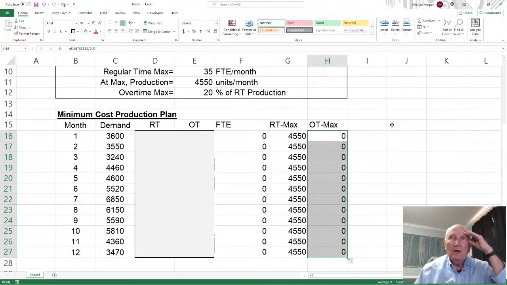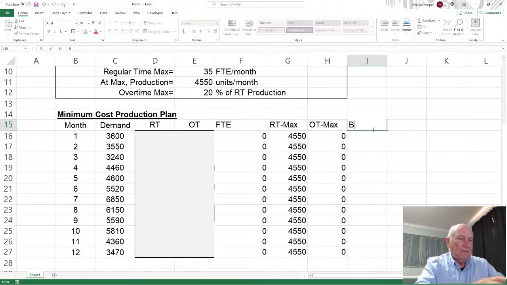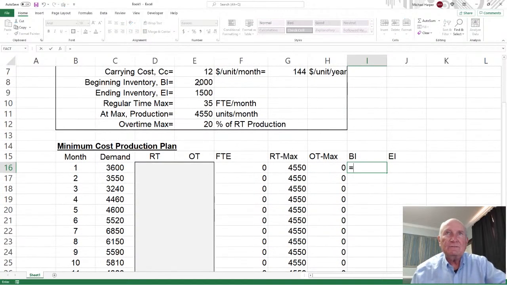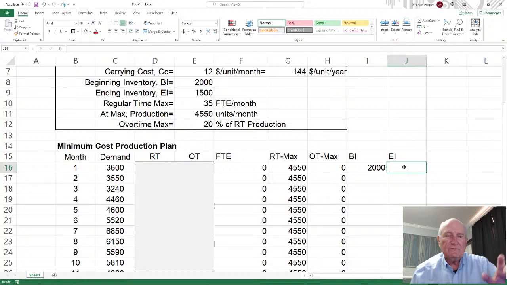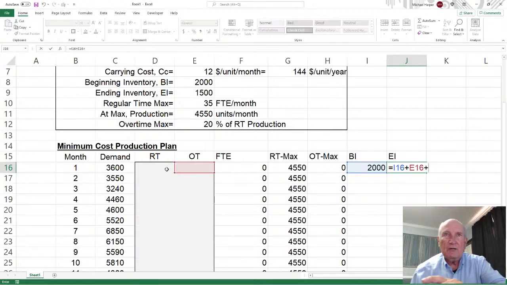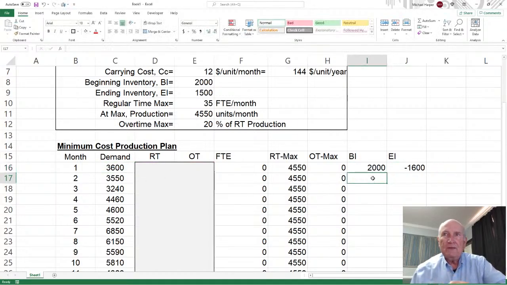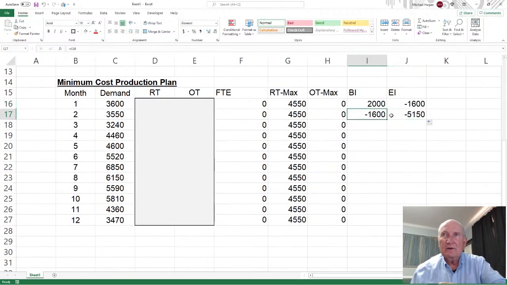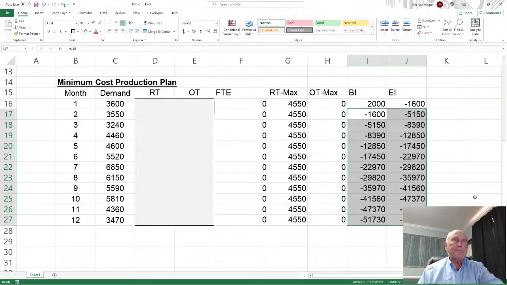Looks good. Okay, now let's look at our beginning inventory and our ending inventory. Our beginning inventory is equal to 2,000. Our ending inventory, our conservation equation here, equals our beginning inventory plus our production, which is overtime production plus regular time production, minus our demand. And this is going to equal the beginning inventory, which equals the ending inventory of the previous time period. And now we can just copy this all the way down to the end.